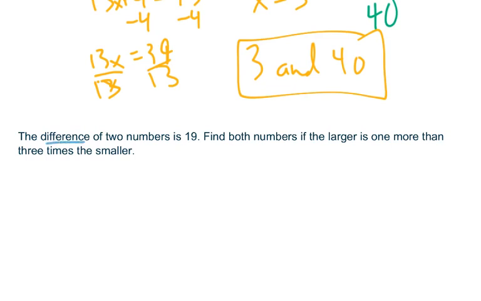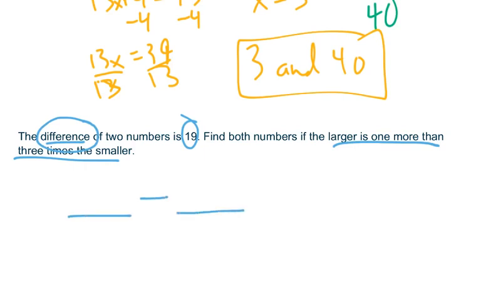The difference of two numbers is 19. Find both numbers if the larger is 1 more than 3 times the smaller. Now this is where we need to be extra careful. First of all, we have difference, so we'll use our placeholders. One number minus another number equals 19. Now that we're dealing with subtraction, we have to put on our thinking cap a little bit more. 19 is the answer. I have two numbers, and they're not the same. If they're the same number, the result would be 0, but it's 19.